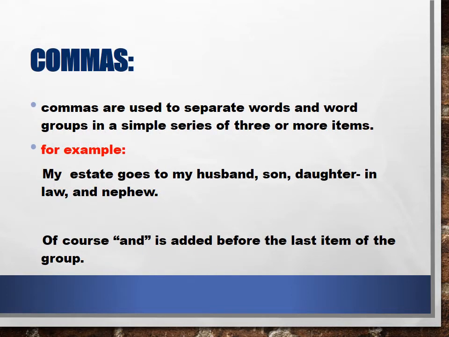The second most important punctuation mark is the comma. Commas are used to separate words and word groups in a simple series of 3 or more items. For example, my estate goes to my husband, son, daughter-in-law, and nephew. I'm separating these words because they are equal items. Of course, and is added before the last item of the group. For example, I cannot say my estate goes to my husband and my son and daughter-in-law and nephew. No, I use and just before the last one, and between the other ones I can use the comma.